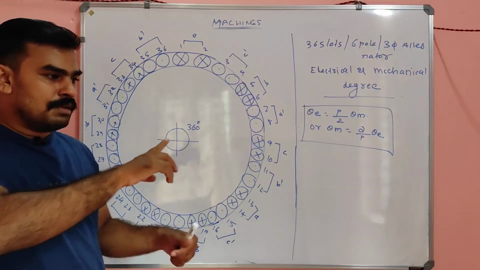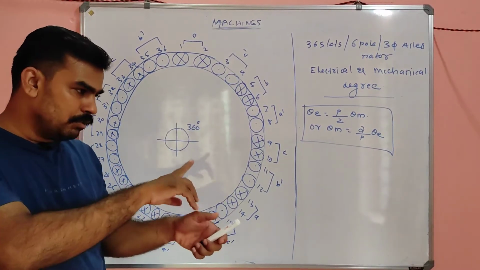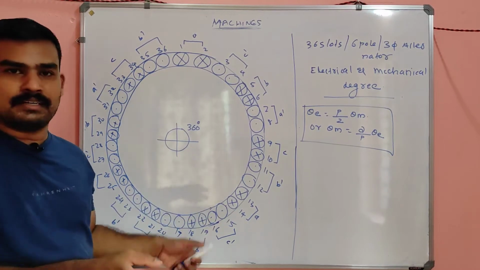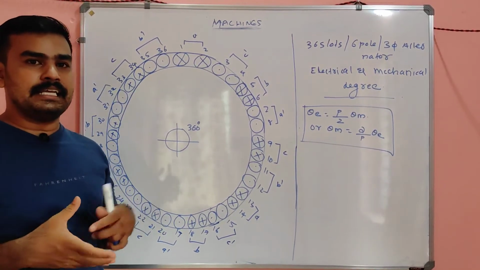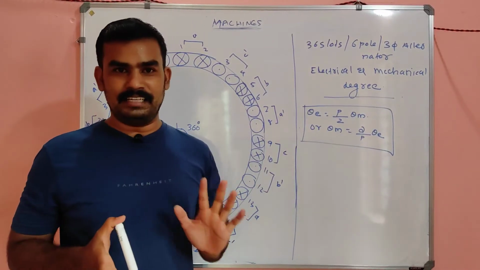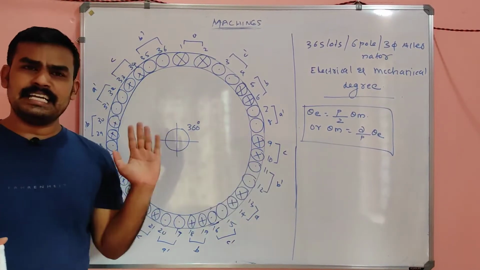Electrical degree we can't measure directly using a compass. Only by knowing the mechanical degree can you calculate the electrical degree. That's all. Electrical degree we can't measure.